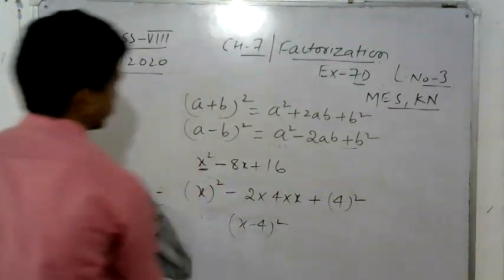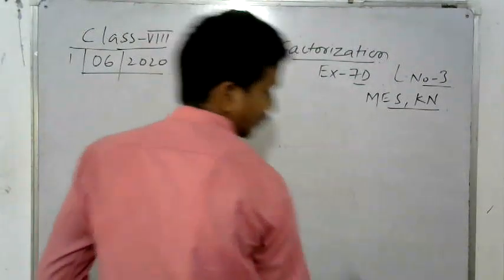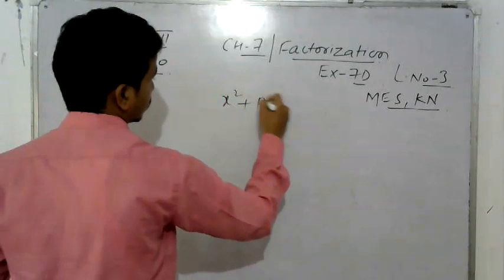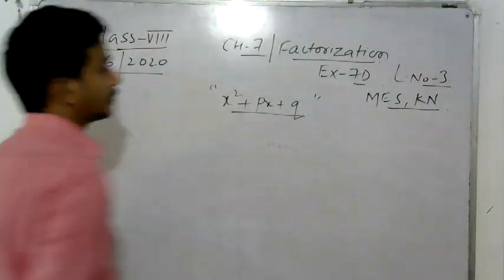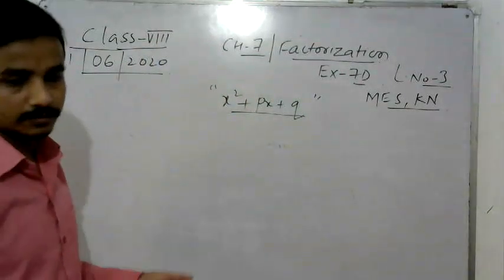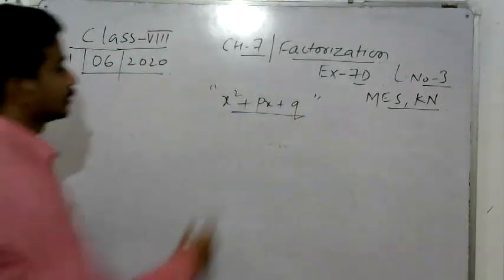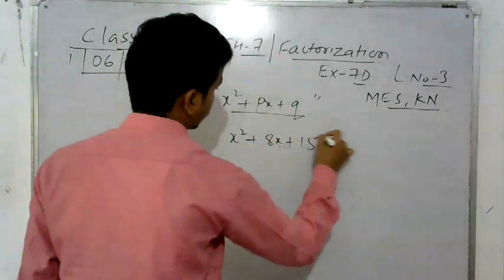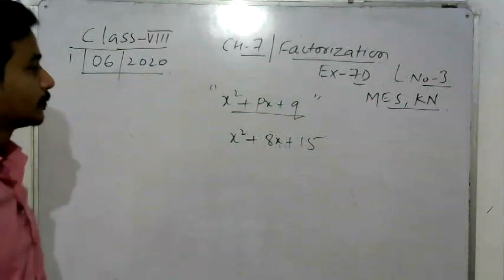Now see, factorization of the form x square plus bx plus q. If an algebraic expression is in this form, then how will you factorize it? So see, we just follow the steps. x square plus 8x plus 15. Okay. So now we have to factorize it.